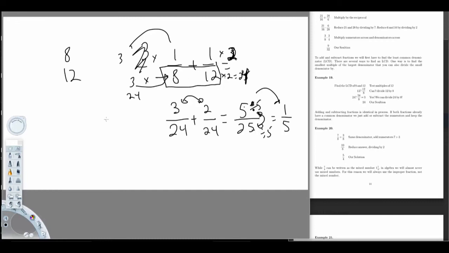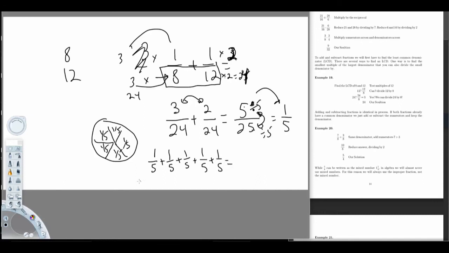If I had a pie here, and I broke it up into, I don't know, 5 equal parts, this is 1/5, this is 1/5, this is 1/5, this is 1/5, this is 1/5. So what we have here is 1 over 5 plus 1 over 5 plus 1 over 5 plus 1 over 5 plus 1 over 5 equals. When the denominator is the same, you can add the numerators: 1 plus 1 plus 1 plus 1 plus 1 equals 5 over 5.